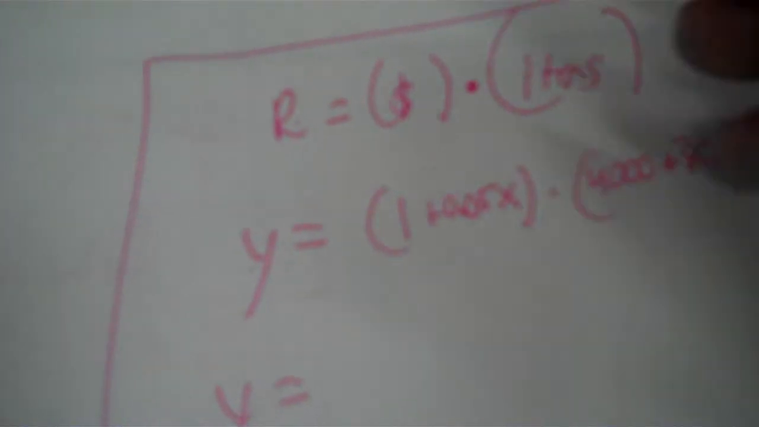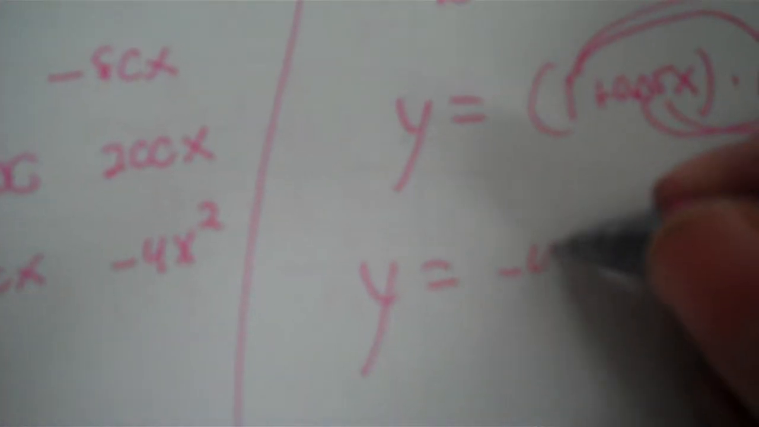Now to be able to do B and A, I need it in standard form, so I need to multiply. So I've got 1 times 4,000, 1 times negative 80x, 0.05x times 4,000, and 0.05x times negative 80x. So this gives me a 4,000, negative 80x, 200x, and negative 4x to the second power.